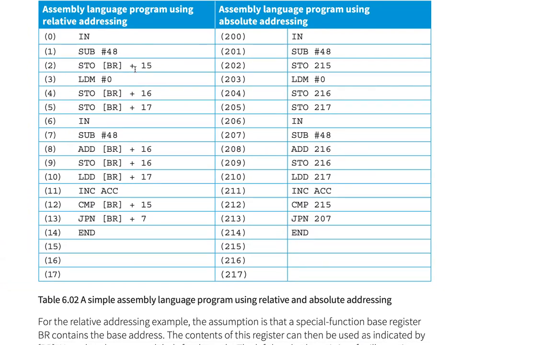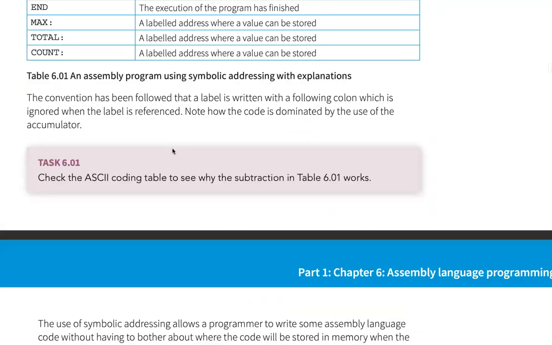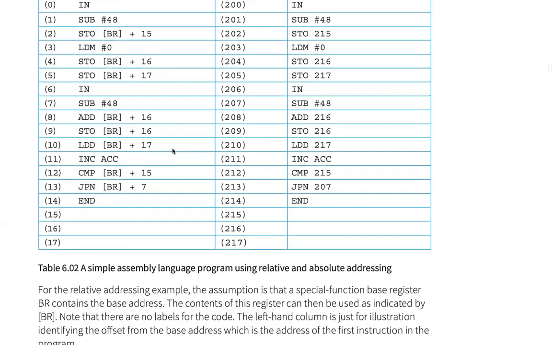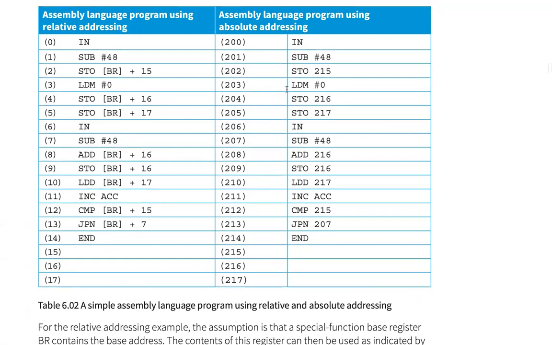Now, again, a base register holds the address of the first instruction of an assembly program. So let's just say when this program runs, my base register will have the value 200 in it, like so. So this is the difference between symbolic versus, relative versus absolute.